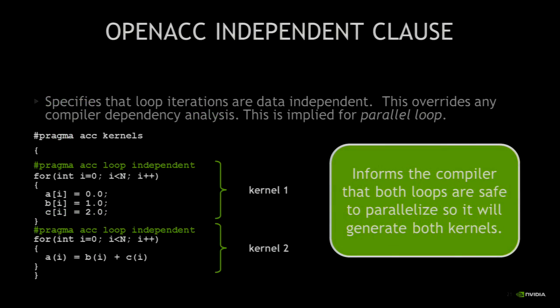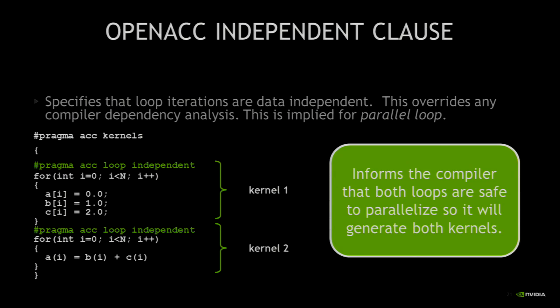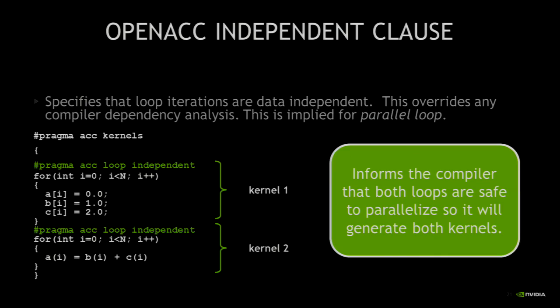And then there is the independent clause. This is what will help us with our problem. Sometimes the compiler, especially if you use kernels, cannot figure out that this is actually a parallel loop. What we can do is provide pragma ACC independent. It tells the compiler, yes, this is an independent loop, so it knows it can safely create the kernel for that. You provide a guarantee to the compiler that this is a parallel loop, and I know that, so please create the kernel for that.